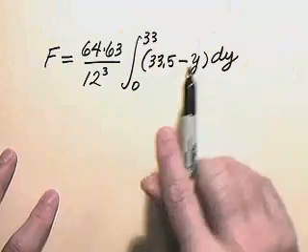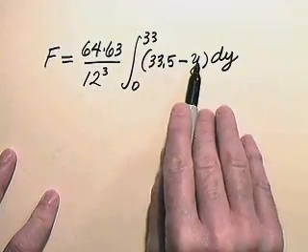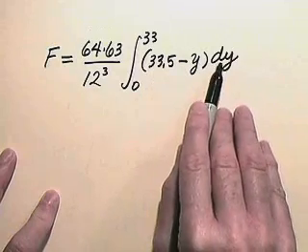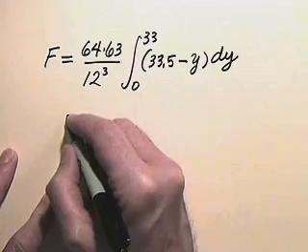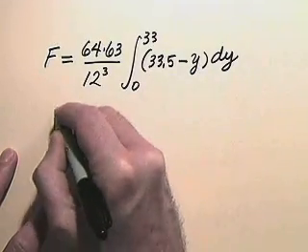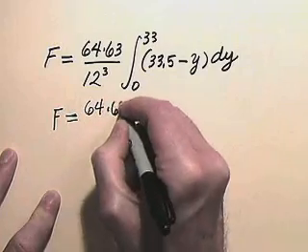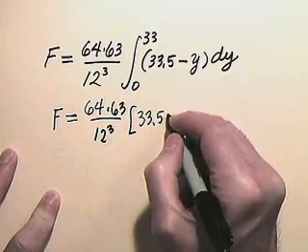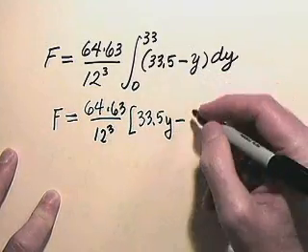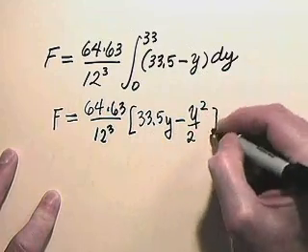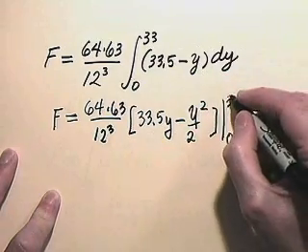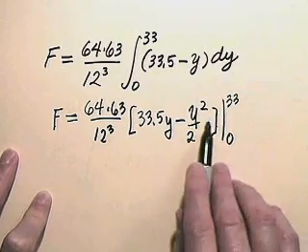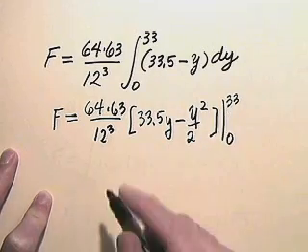So let's begin the computation. We just begin by anti-differentiating here. The antiderivative of 33.5 is 33.5y when we anti-differentiate with respect to y. So our force, F, is equal to 64 times 63 divided by 12 cubed, times 33.5y minus the antiderivative of y, which is y squared over 2, and that's to be evaluated between limits 0 and 33. Well, obviously putting in 0 gives us nothing, so I just have to put in the 33.